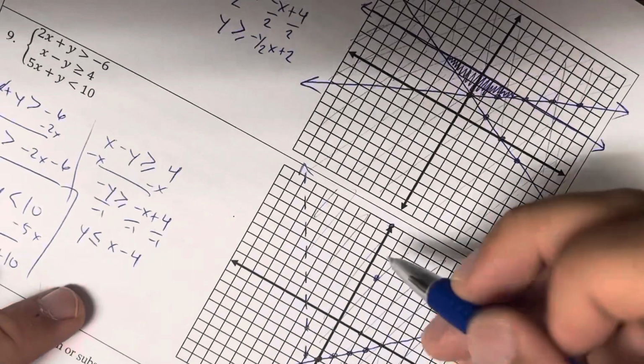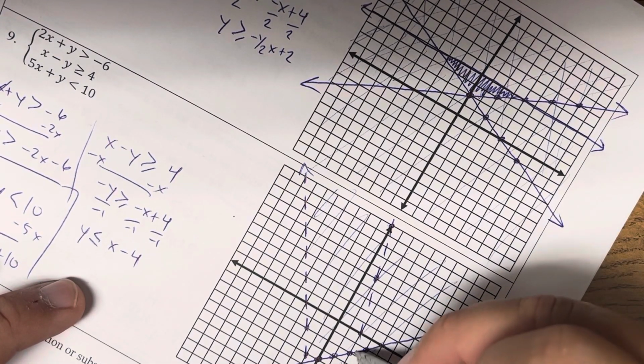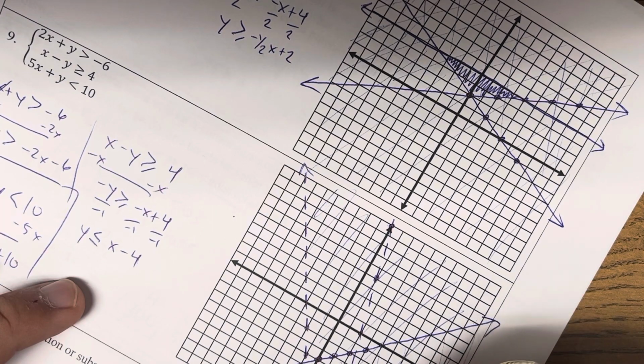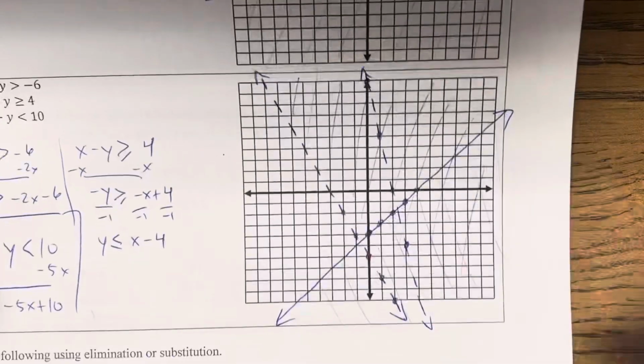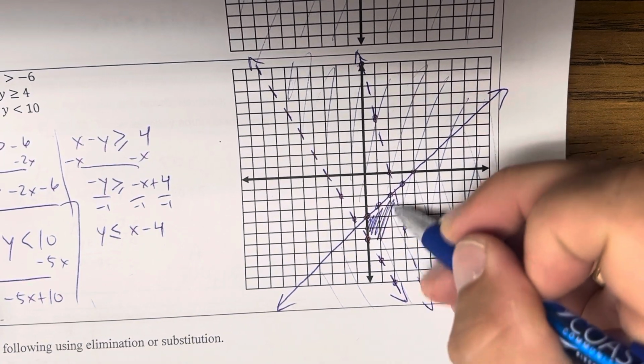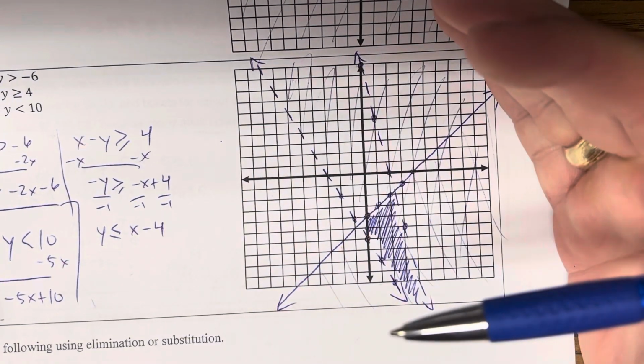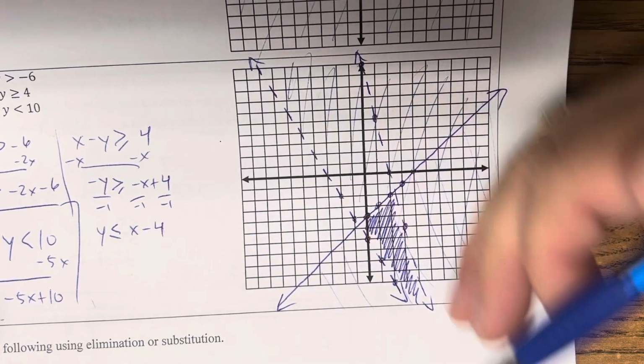And this one's a dotted line because there's no equals bar. And for this one, we're shading less than, so we're shading below. So our common shaded region is going to be this area right here, where we're above that line, we're below this line, and below this line.